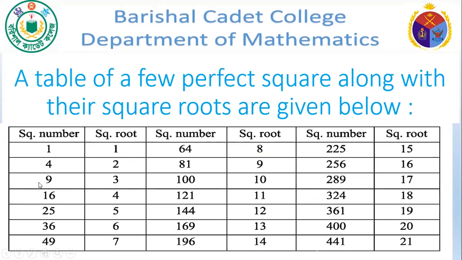Now, boys, here is a table of a few perfect squares along with their square roots. These are the square numbers 1, 4, 9, 16, 25, 36, 49, and the square root of 1 is 1, square root of 4 is 2, square root of 9 is 3, square root of 16 is 4, square root of 25 is 5, square root of 36 is 6, square root of 49 is 7. In a similar way, we can say that the square root of 441 is 21.